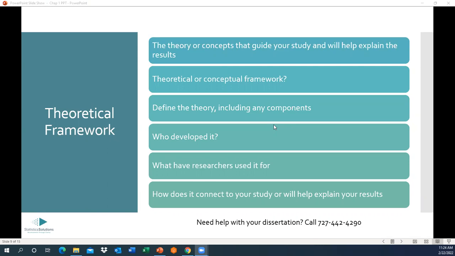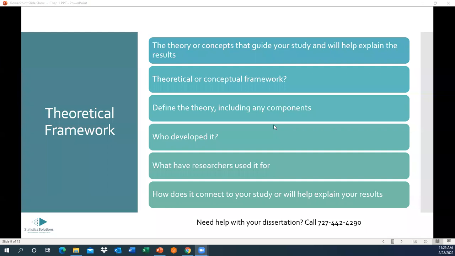What you then want to do is define the theory, right? Including any components. Theories sometimes have components to them, and they may be things that you're measuring. You want to define the components. You want to mention who developed it, right? And again, have sources for this. What did they develop it for? Theories explain things. So what did the person develop the theory to explain? We'll discuss a little bit what researchers have used the theory for.